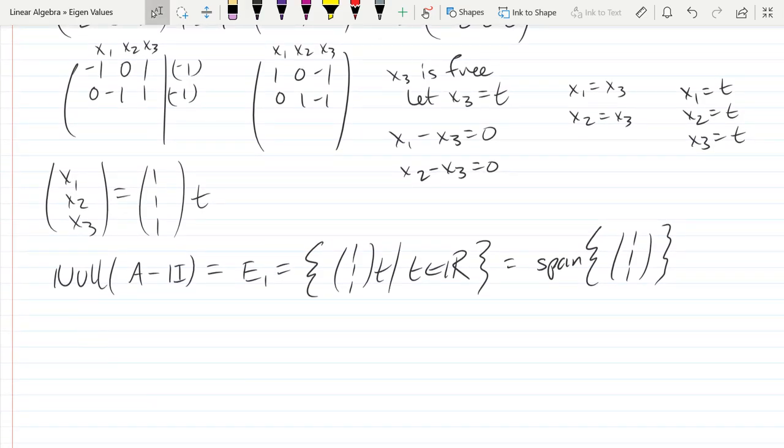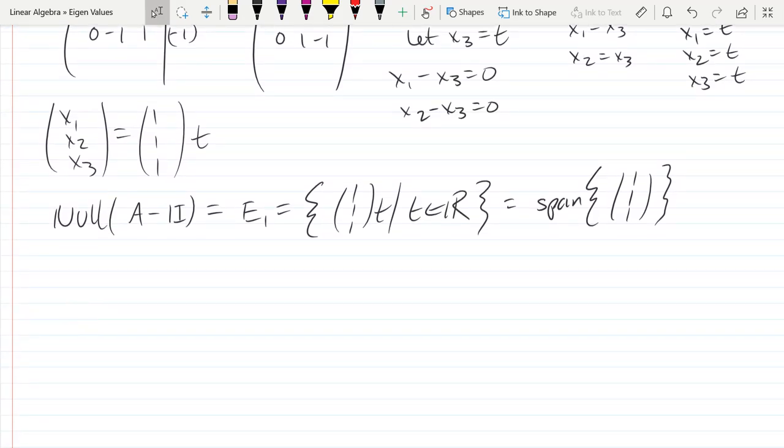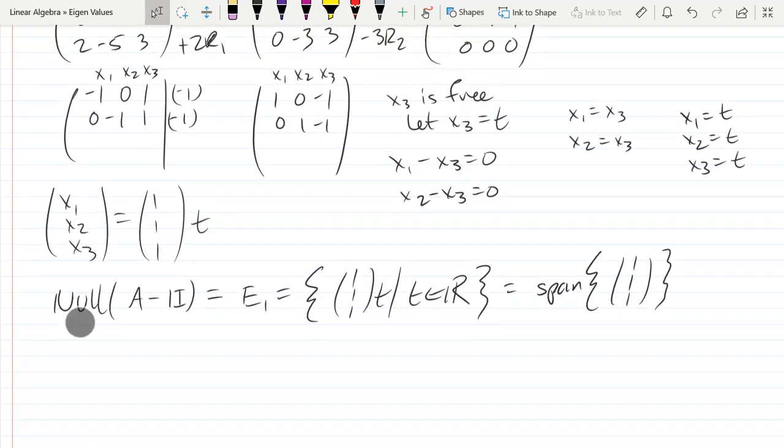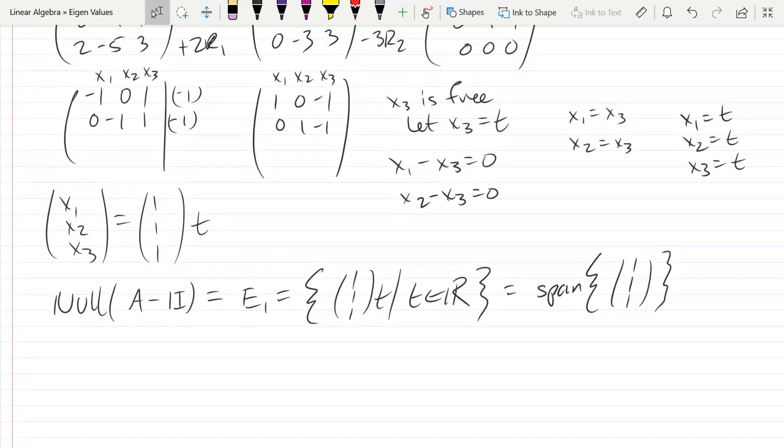So lots of ways to write the null space. Here's two: set notation and then the span notation, whatever you prefer. I'll take either one on your quiz or midterm. So that's our x vector. Well, there's a lot of solutions. Every solution is a multiple of (1, 1, 1), so all vectors that have the same coordinates.